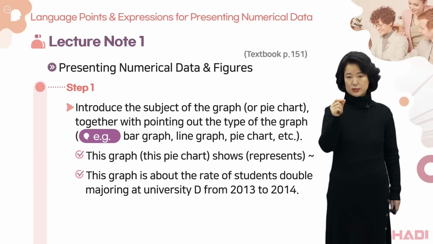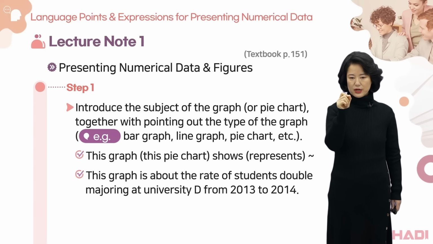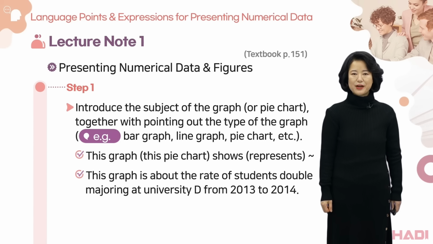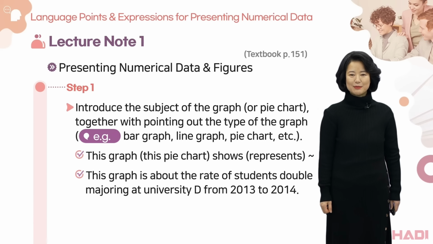Like this, what is the subject here? Underline. The rate of students double majoring. This is the subject or title. Like this, mentioning the subject or title, you can say the type of graph or chart together. Then move on, click.